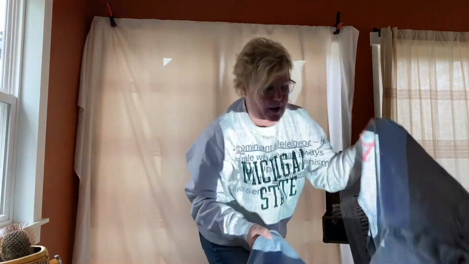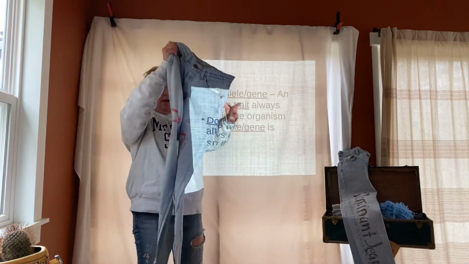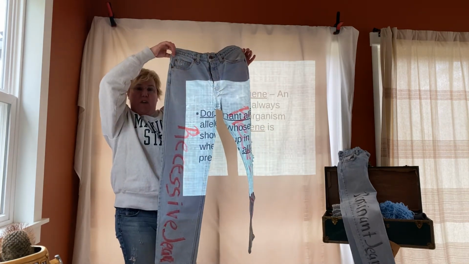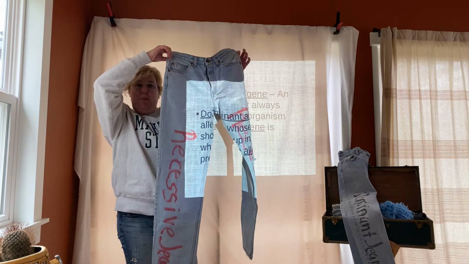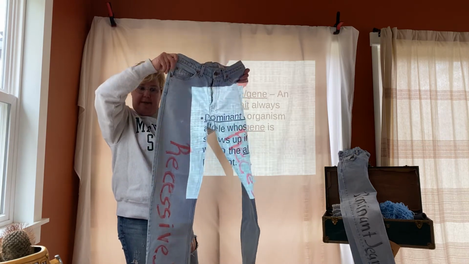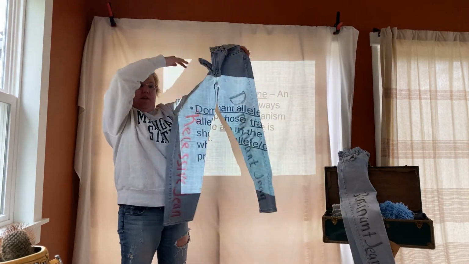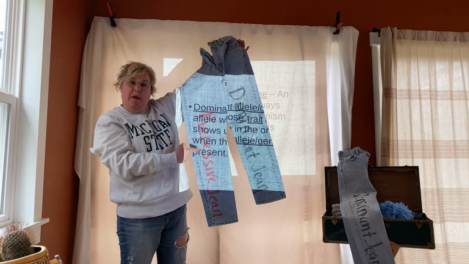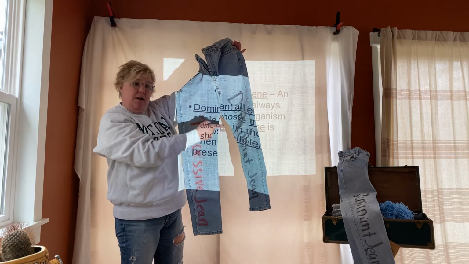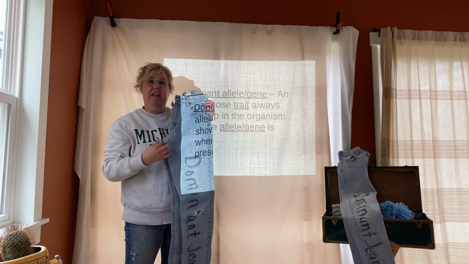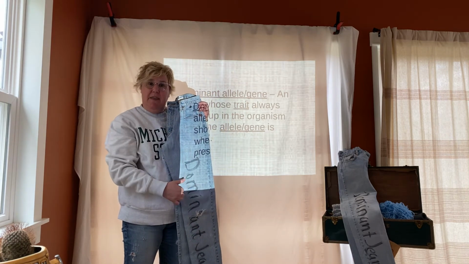Here I have another pair of genes. This pair is both recessive. This person could only express the recessive trait. This is a pair of genes where this person inherited a recessive from one parent and a dominant from another. The dominant gene will hide the recessive gene and they will express this trait.